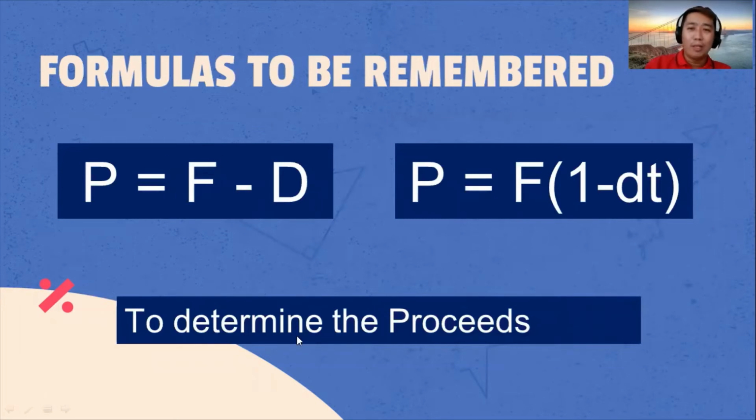So these are the formulas to be used. But for the second example, let's try to use this formula: proceeds is equal to maturity value multiplied by the quantity of 1 minus the product of the discount rate and time.